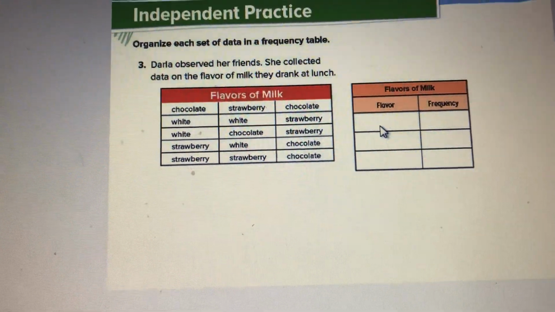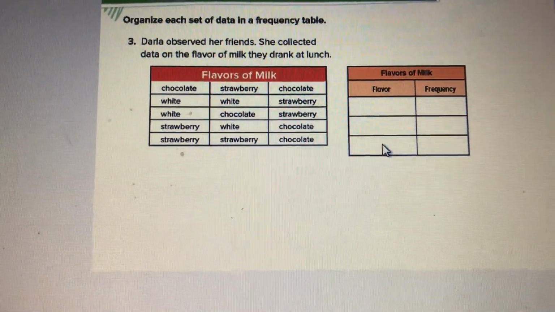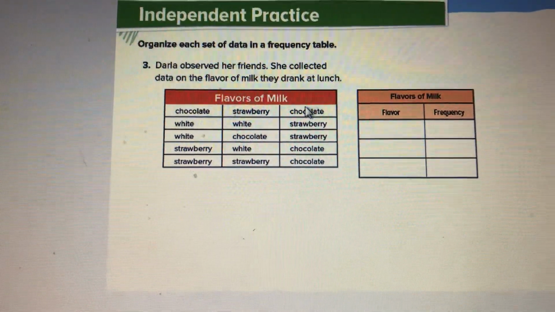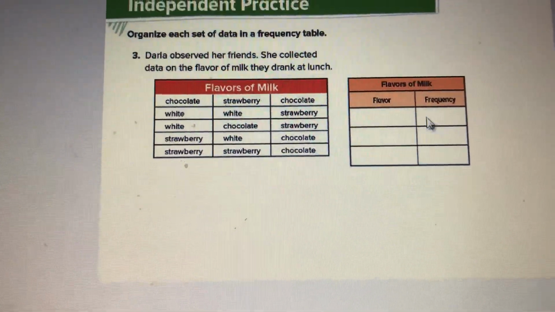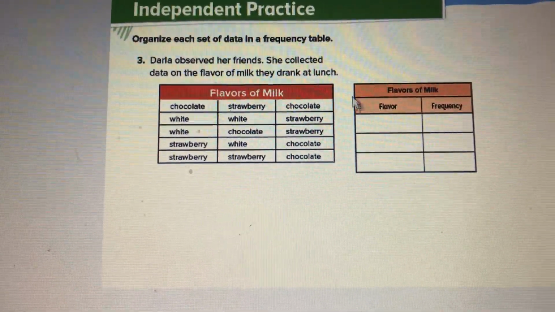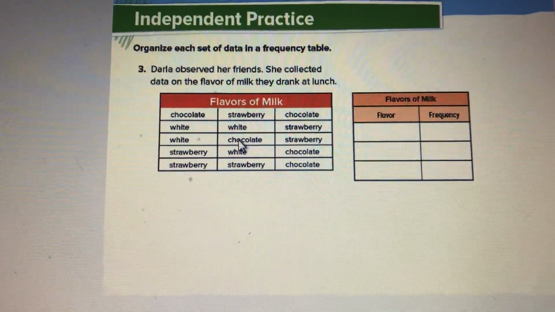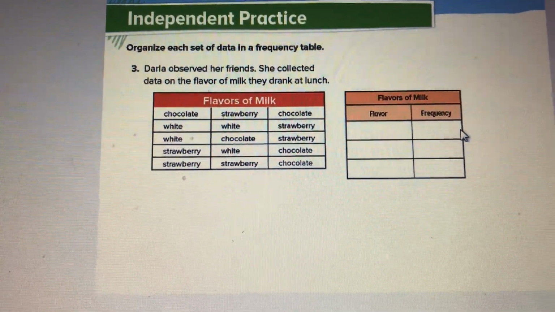For me, I see chocolate, white, and strawberry. I don't see any other flavors than that. And then I need to find out how many of each of these there are. I'm not going to do tallies. I'm going to write the number of chocolates I see. 1, 2, 3, 4, 5. So next to chocolate, I'd write a 5.